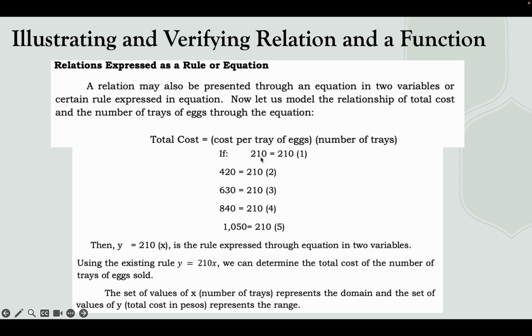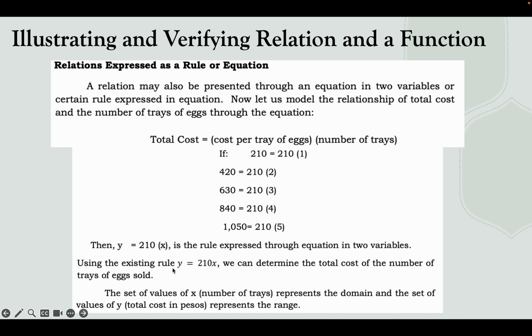210 times 1 is 210. Next, if we have 2 trays, the total cost will be 210 times 2 trays, so 420. 210 times 3 trays, so 630. 210 times 4 trays, so we have 840 pesos. 210 times 5 trays, we have 1,050. So that means Y equals 210 times X, where Y is the total cost and X is the number of trays. This is the rule expressed through the equation in two variables.